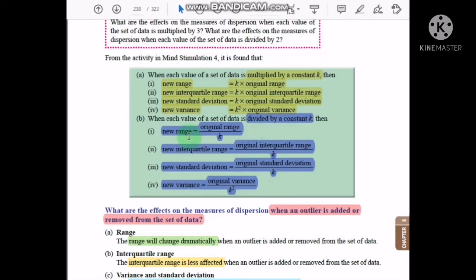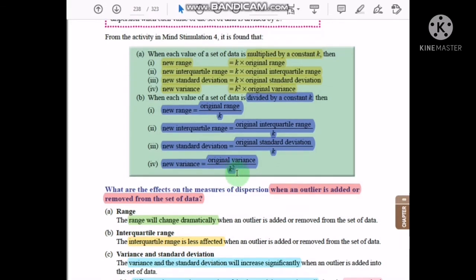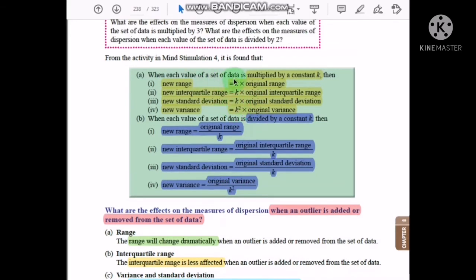If you divide by 5, the new range is equal to the original range divided by the given divisor. This also applies to the new variance, but for variance it's a bit different. You need to raise it to the power of 2, or square the divisor. If multiply, the factor must be k squared, and if divide, it must be k squared as well.